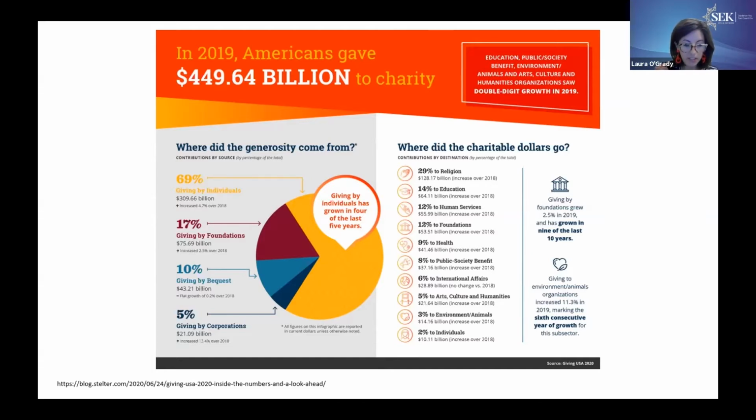So there's $867 billion in assets, and that doesn't mean it's all been given away. That just means that's the total value. But you can see here that $75 billion of that was given away in 2019. So if you are a nonprofit leader, it's really important to consider foundation grant writing as a big part of your fundraising strategy.